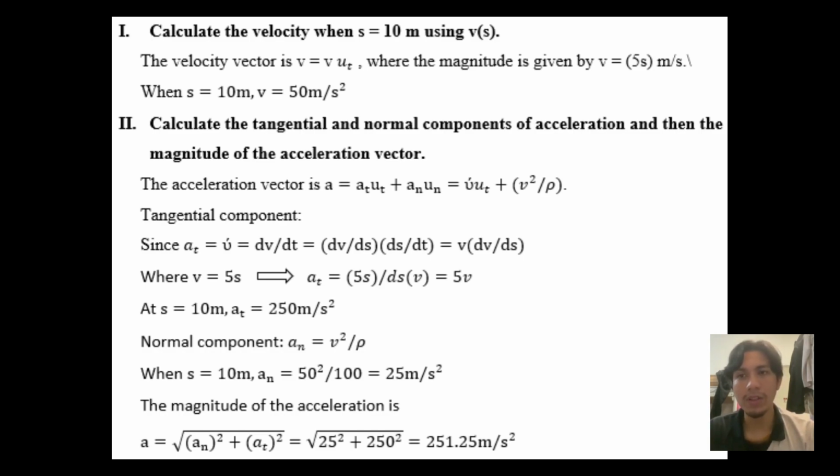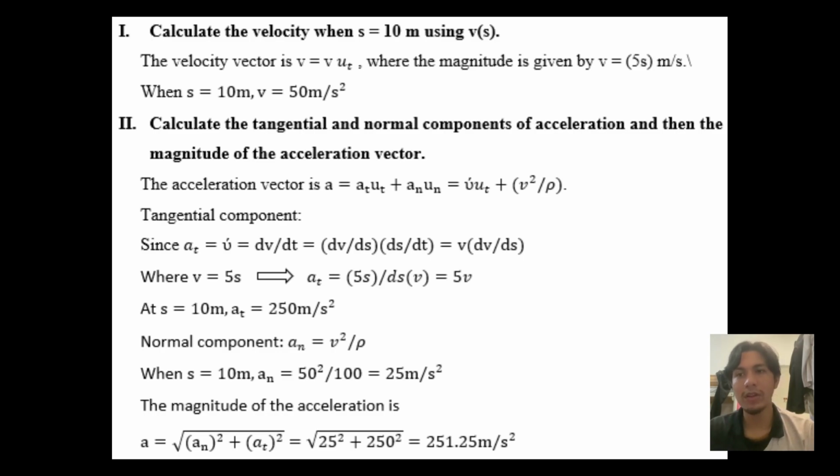For the normal component, the formula we use is a_n equals to v square over rho. So s is 10 meter, so a_n equals to 50 square over 100, and we got 25 meter per second square.